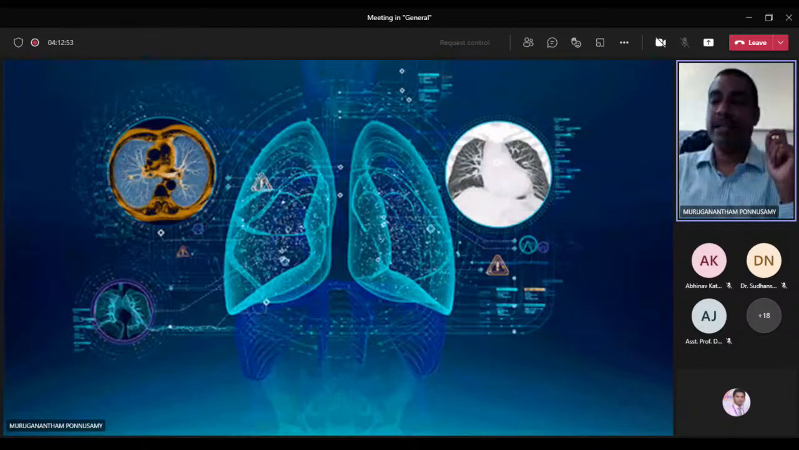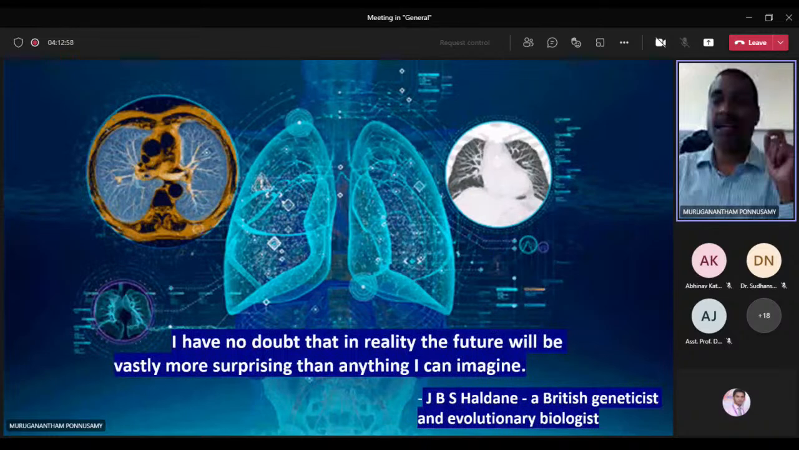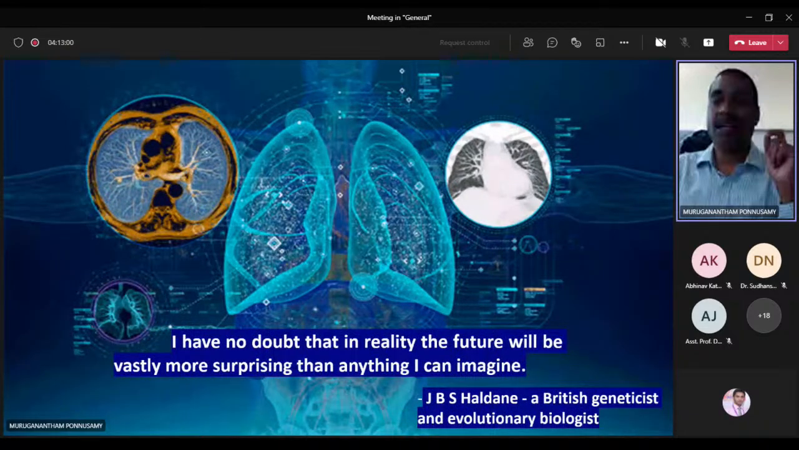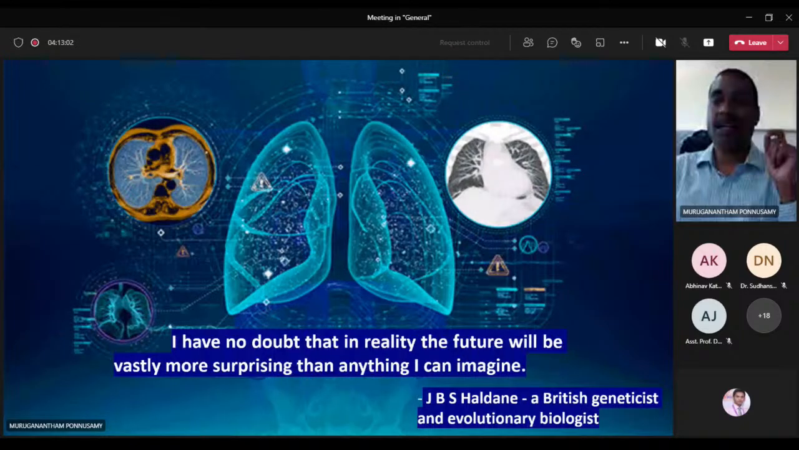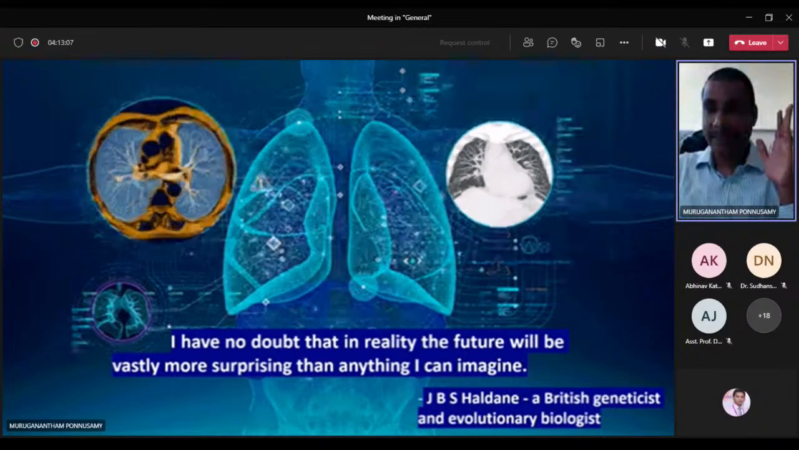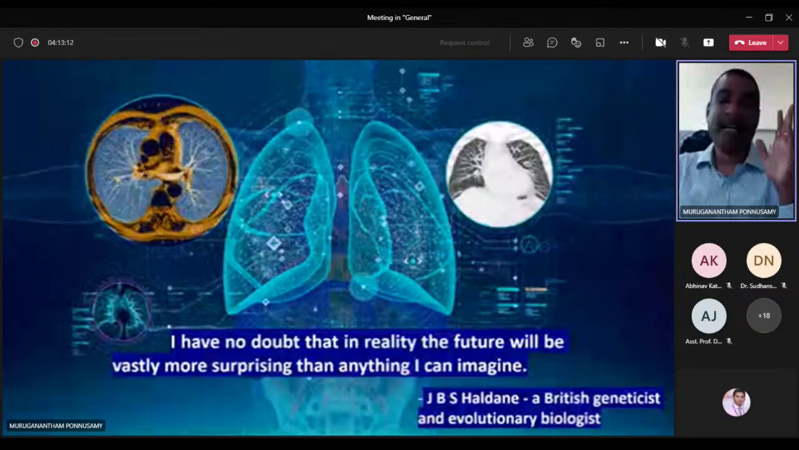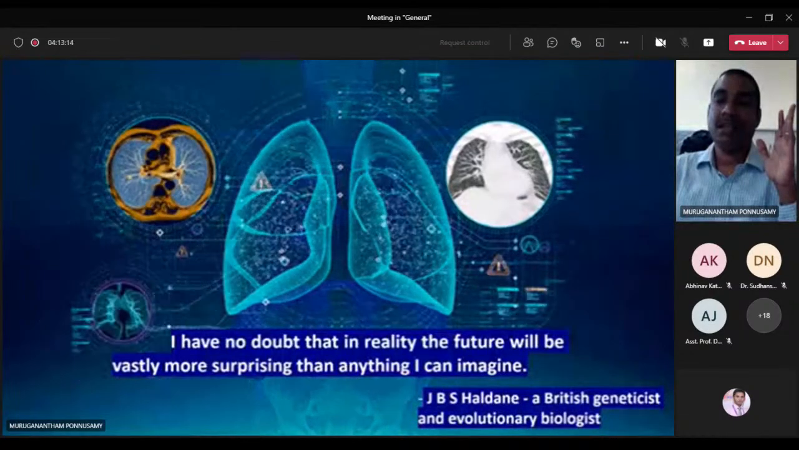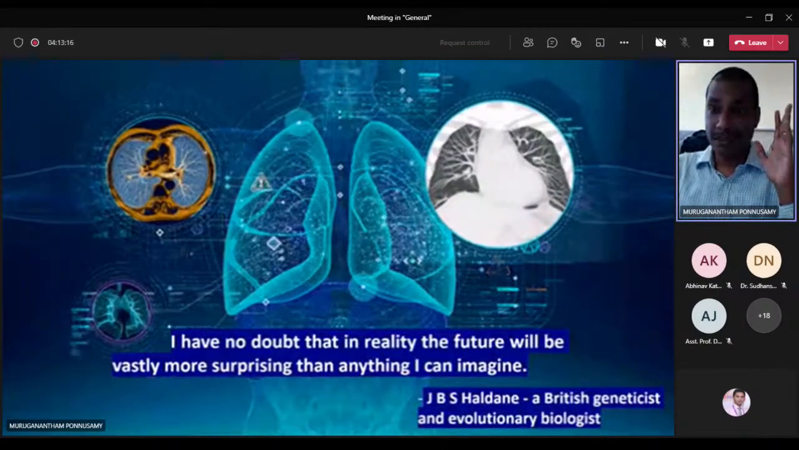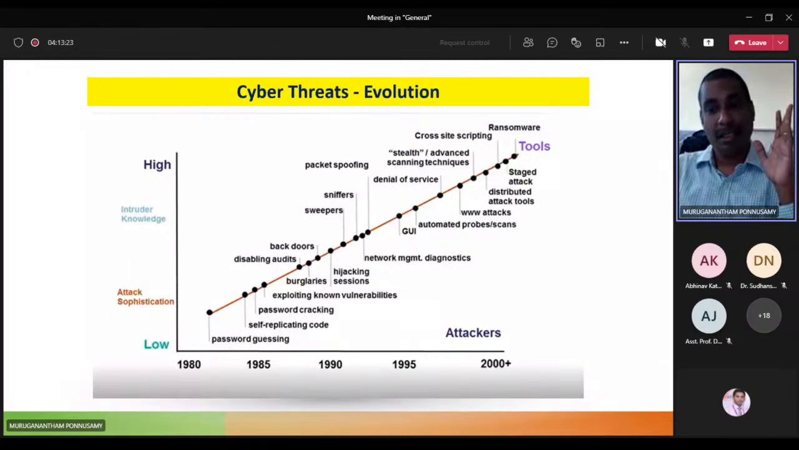As JBS Haldane mentioned, I have no doubt that in reality, the future will be vastly more surprising than anything I can imagine. He made it in the context of the health industry. Of course, it is also involving finance. If you are looking at the evolution of threats, from password guessing to ransomware in different decades and years, it is also inevitable.